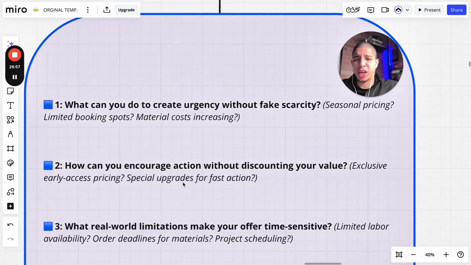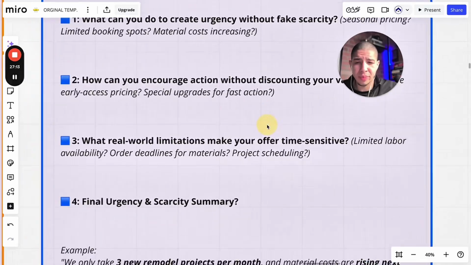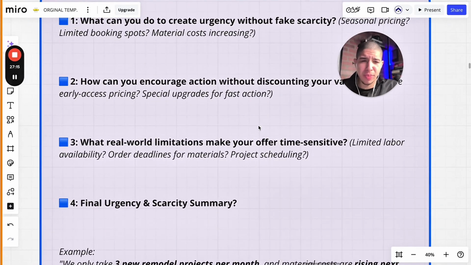How can you encourage action without discounting your value? I'm thinking about all the ads I've seen recently. Exclusive early access pricing, special upgrades for fast action. You want to implement this. Number 3, what real world limitations make your offer time sensitive?